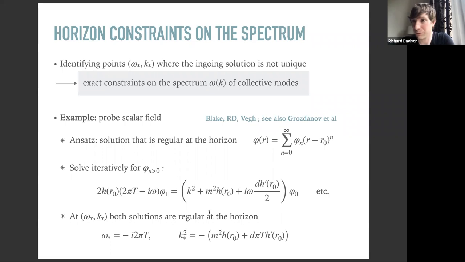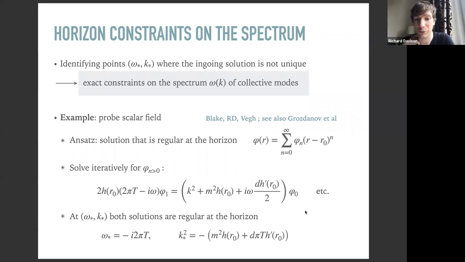So the first order equation I'll get gives me a relation between phi 1, one of the coefficients here, and the zeroth order coefficient phi 0. And then I can go to higher and higher orders and express phi 2 in terms of phi 1 and phi 0, and so on and so forth.